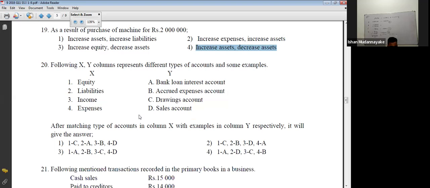Right. Now my last question of the day, question number 20. The following X and Y columns represent different types of accounts and some examples. After matching the types of accounts in column X and Y respectively, it will give the answer. Tarun, Nadila and Rasidu are correct. The answer for question 20 is the second one.